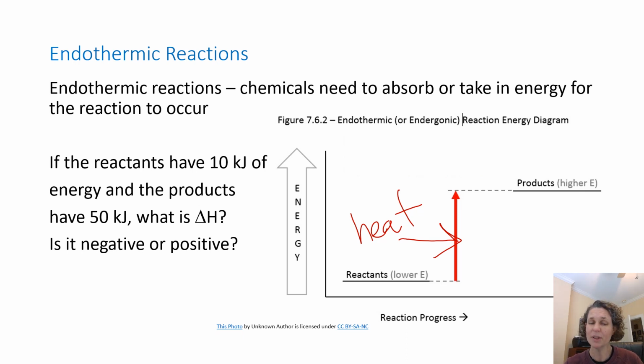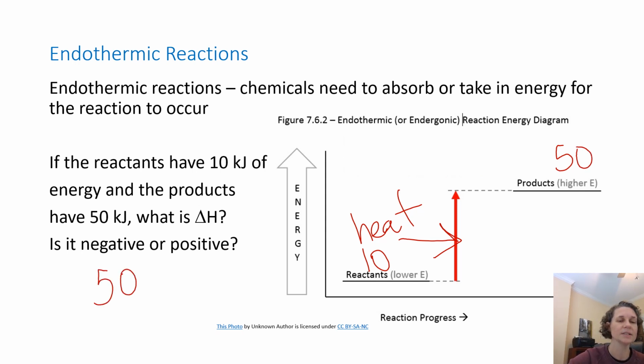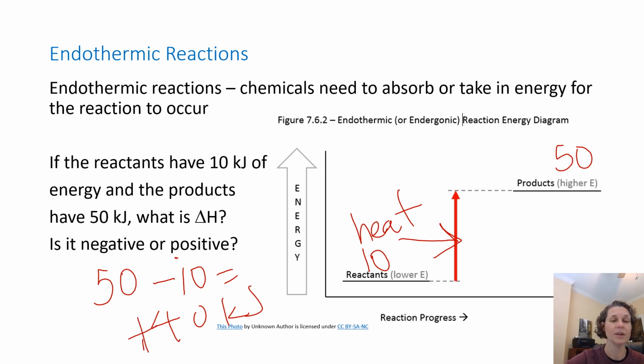Same problem that we had before, but now I've switched them. If you have 10 kilojoules for your reactants and 50 for your products, if we do products minus reactants, 50 minus 10, that gives us 40 kilojoules. So I'm not super good at writing this. And it is a positive value. Endothermic reactions will always have a positive delta H.